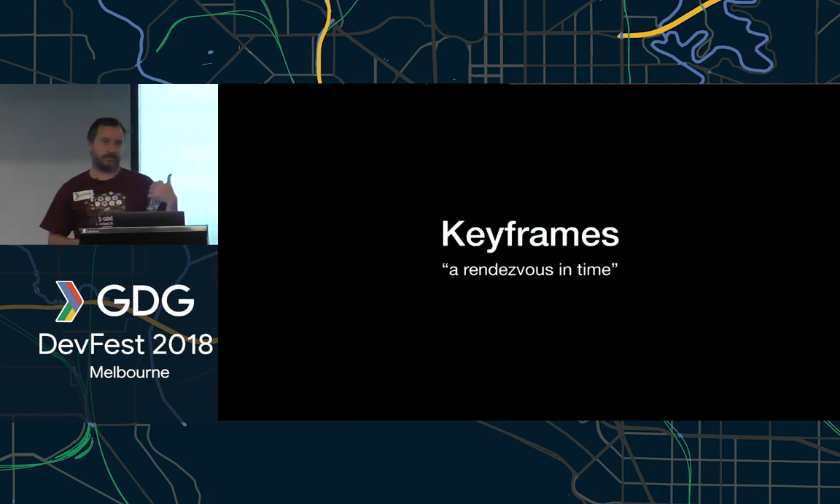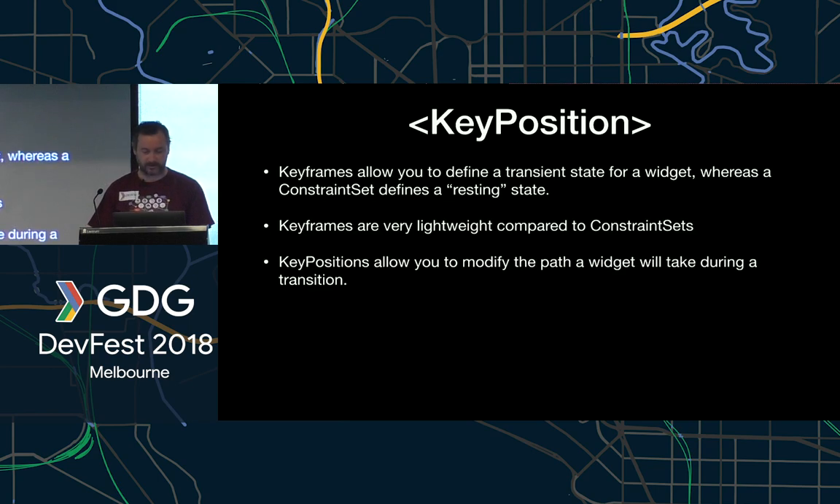So how do we make that a bit more interesting? So keyframes are going to be our friend here. And keyframes, Nicolas Roard, one of the guys who works on the ConstraintLayout team, he's French, and he defined it as a rendezvous in time, which I thought was quite a nice way of saying what a keyframe is. And obviously rendezvous is French, so it works kind of well. So let's have a look at those. There's a couple of different types of keyframes you can define.